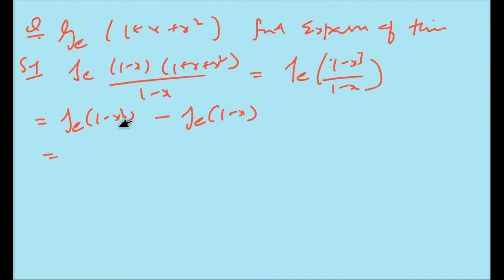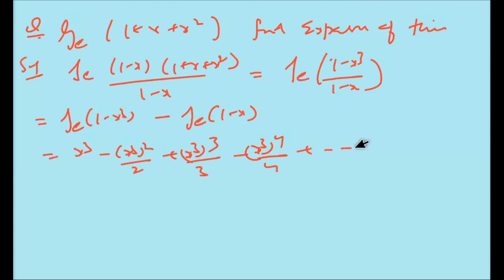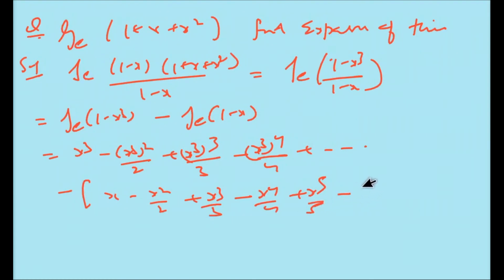Now, using the series of log e 1 minus x, putting the value of x cube, we get minus x cube minus x cube whole square upon 2 plus x cube whole cube upon 3 minus x cube whole 4 upon 4 and so on. And again, we subtract it, putting this value: x minus x square by 2 plus x cube by 3 minus x4 by 4 plus x5 by 5 minus x to the power 6 upon 6 plus x to the power 7 upon 7 and so on.